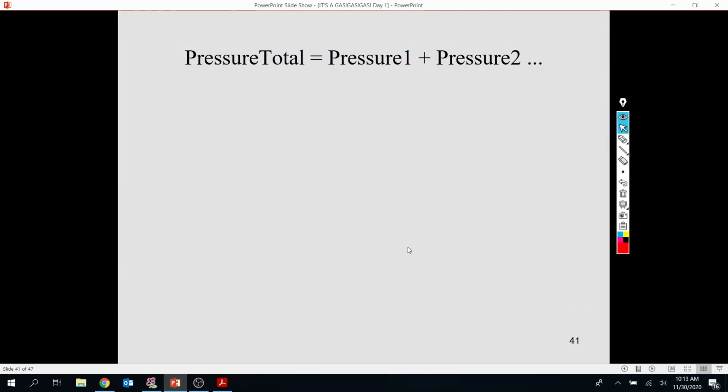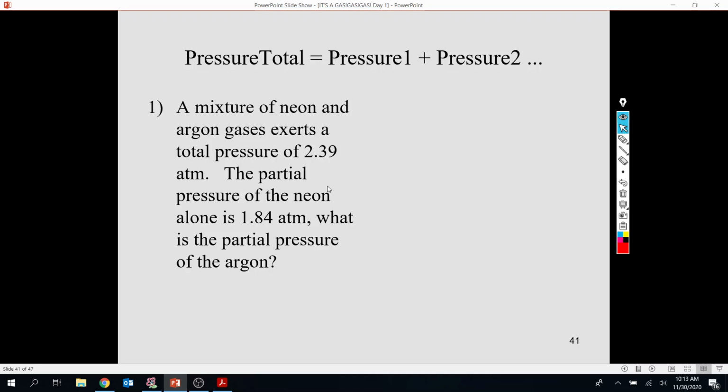All right. So the total pressure is equal to pressure 1 plus pressure 2 plus pressure 3 plus however many pressures there are. And then that will give you your total. So let's work a sample. If we have a mixture of neon and argon that exerts a total pressure of 2.39 atmospheres, and the partial pressure of neon is 1.84, what is the partial pressure of argon?